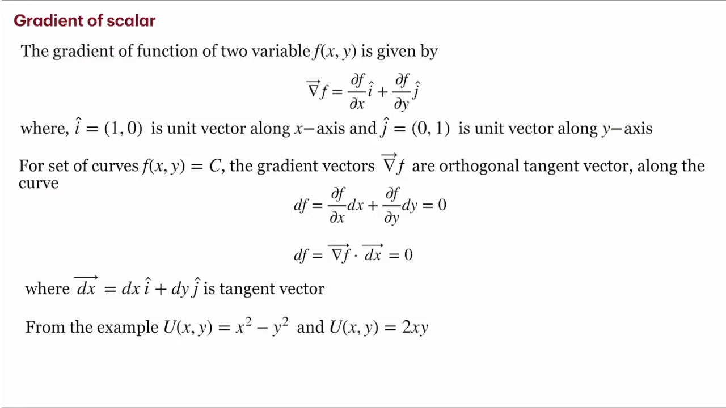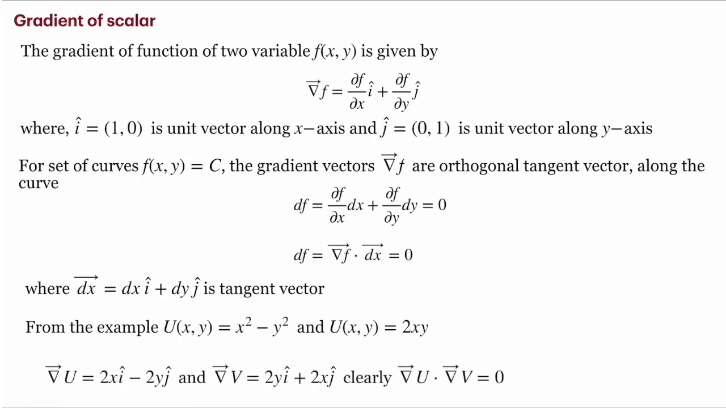From the above example, we can see the curves u of xy equal to x square minus y square and v of xy equal to 2xy. We compute the gradient of these two, which is normal to the curve: del u is equal to 2x i cap minus 2y j cap, and grad v is equal to 2y i cap plus 2x j cap. Clearly, we see that del u dot del v is equal to 0. So this is essentially what we were trying to show by plotting them earlier.